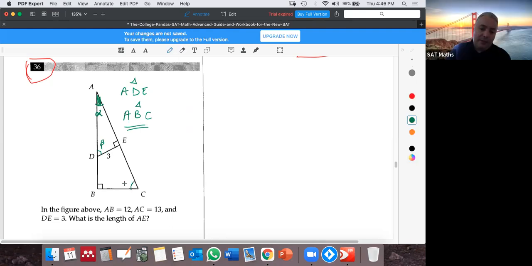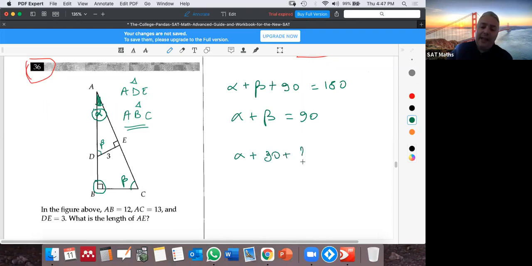Since you know that, alpha plus 90 plus beta in the small triangle, alpha plus beta plus 90 degrees is 180, which means alpha plus beta is 90 degrees. So in the big triangle, alpha is here, 90 is here. So this is angle C. So alpha plus 90 plus angle C, totally 180.